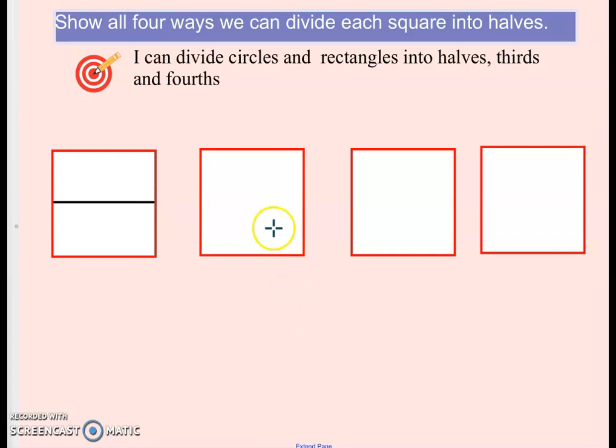All right, let's find another way to put this one in half. So we're going to do vertical lines for this one. Okay. So now I think we're going to do diagonal lines for this one. So we're going to go diagonally. Okay. And this one, I think we're going to go to the other diagonal. So we're going to start on the other side.